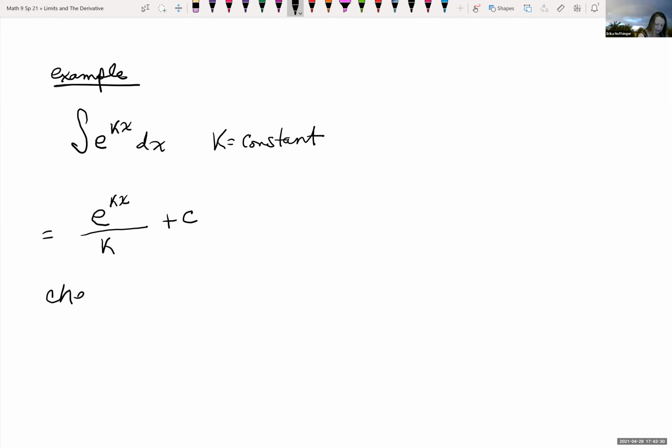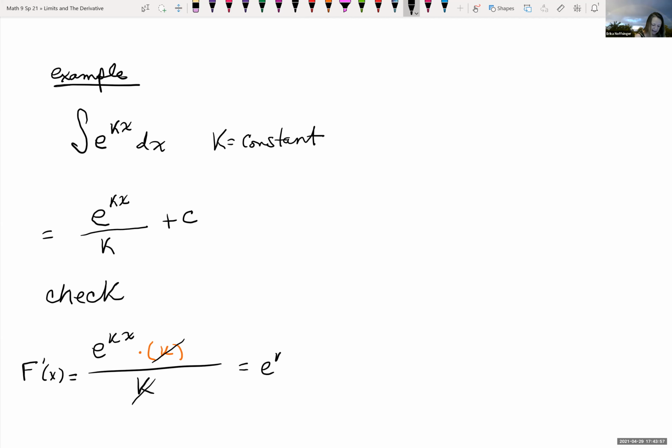So now let's check it. When I take the derivative of e, it's itself times the derivative of the exponent, which is k, all over this k. The derivative of c is 0. The k's cancel, and we're left with e to the kx, which is our integrand, and so this works.